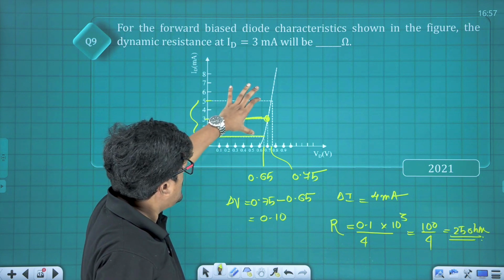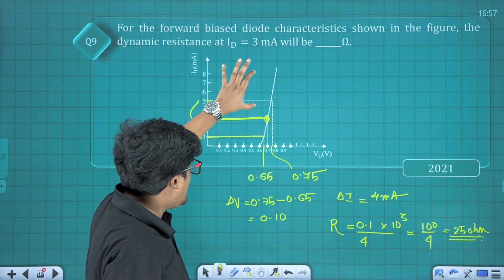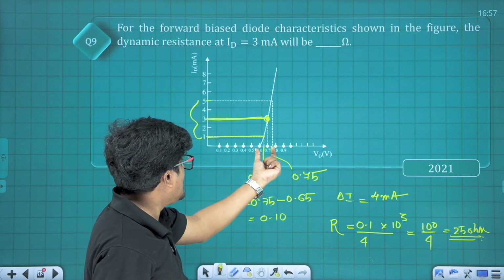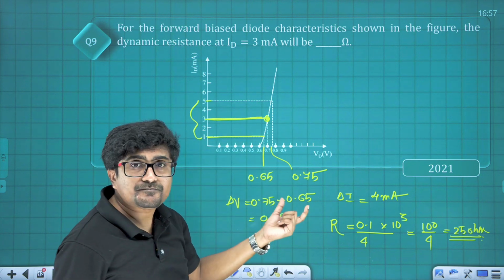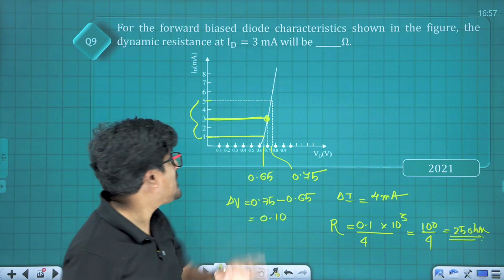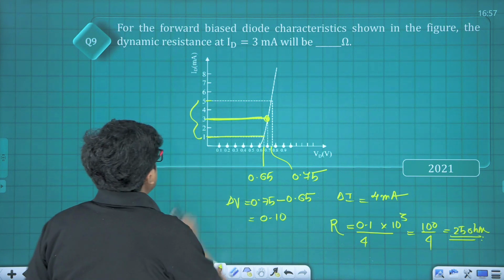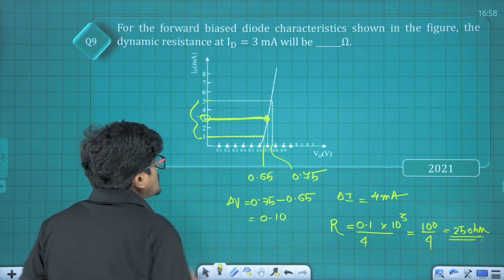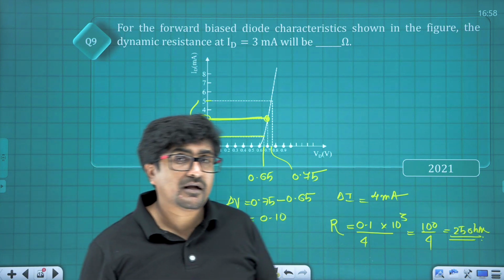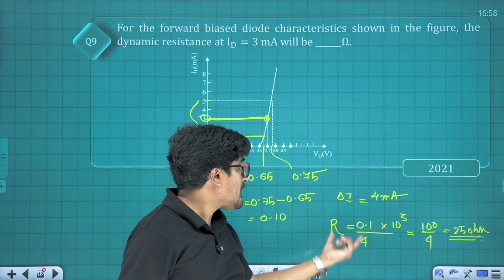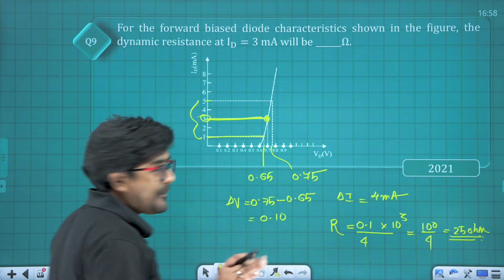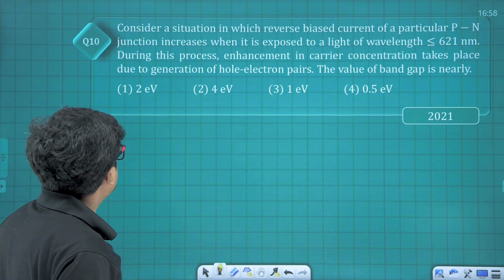So I identified a perfectly calculable variation of current, and I identified the corresponding change in voltage around 3 milliampere. I don't know why I am saying 3 milliampere, because I can see that 3 here all the time, isn't it? That's why. So around 3 milliampere, I identified the voltage change as well as the current change, and delta V upon delta I gave the dynamic resistance here. That is what actually happened here. Okay, now let's move to the next.